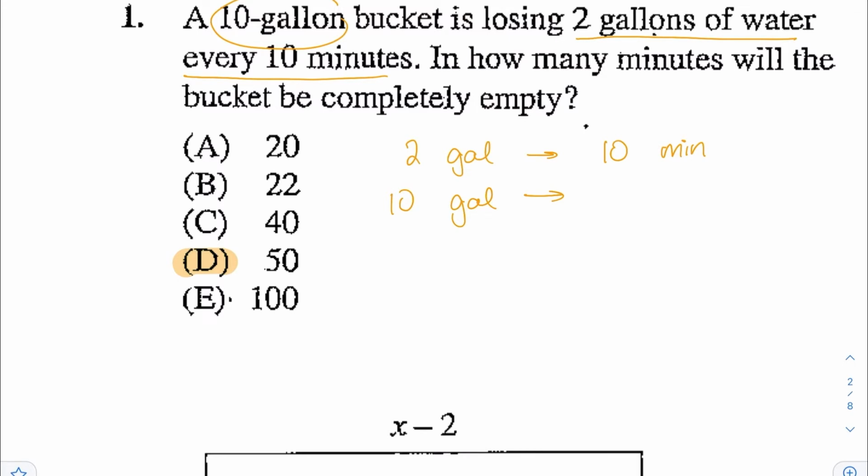empty. So if you line up the units, you know that from 2 to 10, you would have to multiply by 5. So on the other side, in terms of time, you have to multiply by 5 as well. So you multiply the capacity by 5, as well as the time by 5 to keep everything proportional. And then when you do 10 times 5, you get 50 minutes. So after choice D, 50 minutes, this 10-gallon bucket with 10 gallons of water will be completely empty. You can also set up a proportion to help you solve the question.